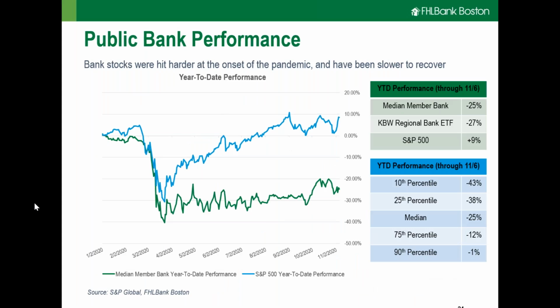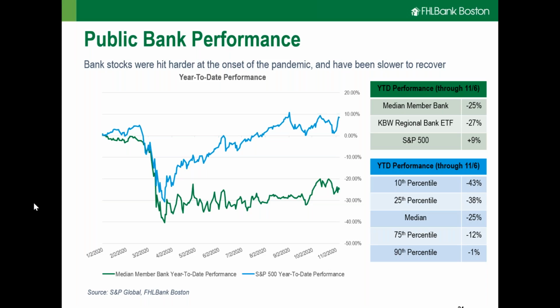The last thing we'll touch upon here is the stock price performance of public banks. And I think even if you're a mutual bank and even if you're a credit union, it is useful to see what the broader markets are thinking in terms of banking as an industry and as a whole. So this is looking at the year-to-date total return for the S&P 500, but also our median public bank member. And the theme was that banks underperformed at the onset of the crisis, declining more than the broader market, and they have been slower to recover.